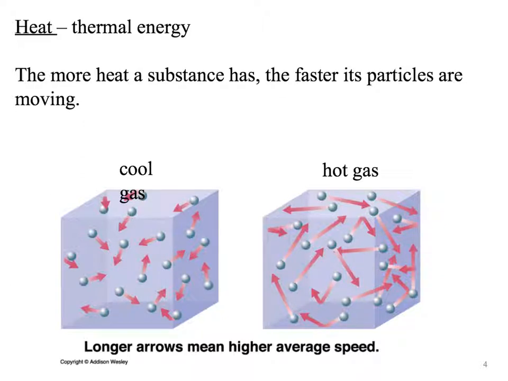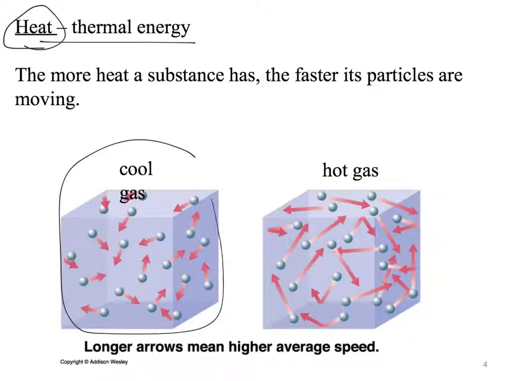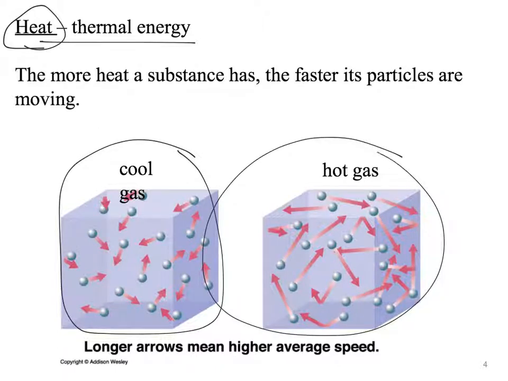Another type of energy is heat, which is thermal energy. For example, here we have a substance that is cold and here we have a substance that is hot. The more heat the substance has, the faster the particles are going to move. So we see that when we have a cool gas, the particles are slower than when we have hot gas.